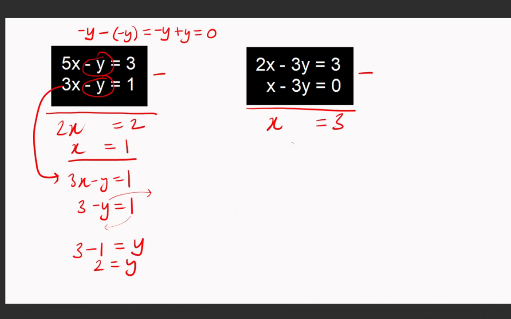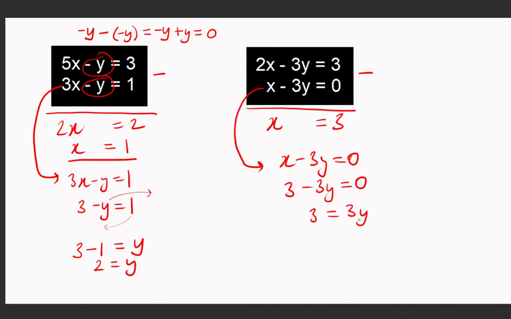So x is 3. Choose one of the equations. Let's choose this one, looks a bit easier. So we know that x is 3. Now I'm going to take the minus 3y to the other side because it will become plus 3y. And then I'm going to divide both sides by 3. So you can see that y is going to be equal to 1. So the solution is x equals 3 and y equals 1.